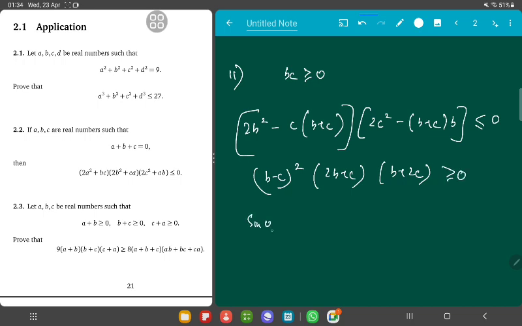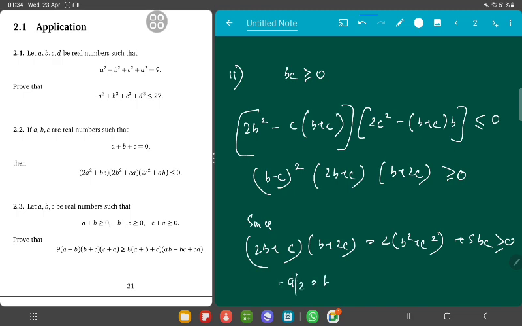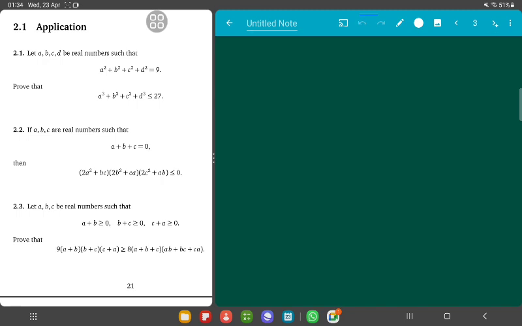Since 2b plus c times b plus 2c equals twice b square plus c square plus 5bc, which is greater than 0, equality holds for minus a by 2 equals b equals c. This equality will hold for any cyclic permutation. So this is how we can prove this. There could be a second solution also if you want. How we can solve this, I'll show you.